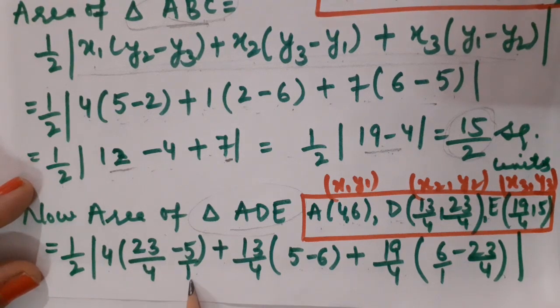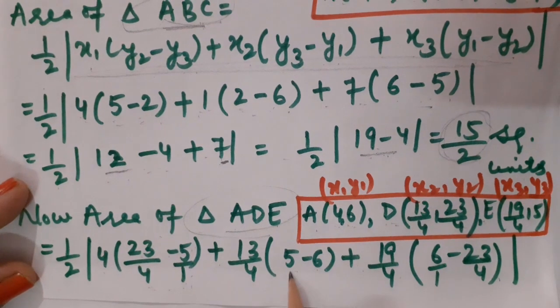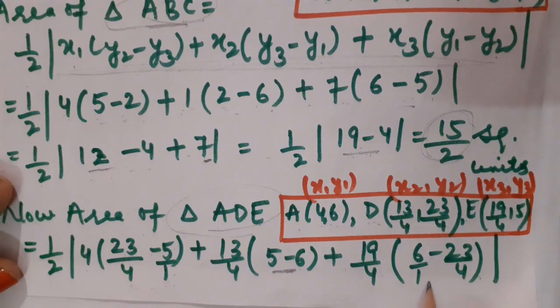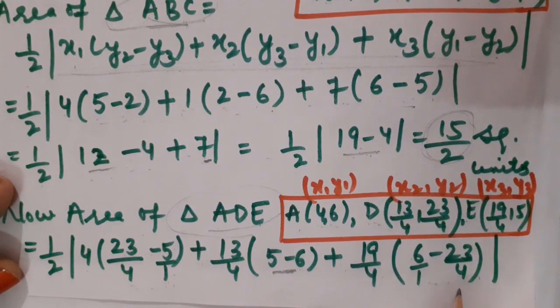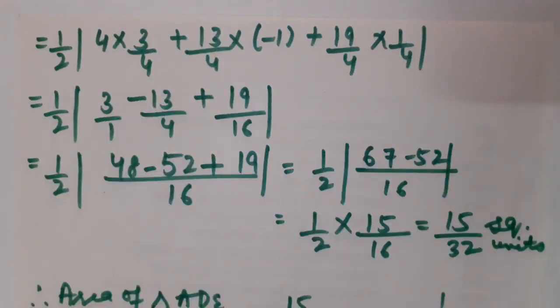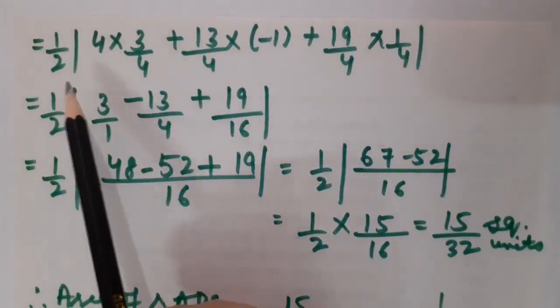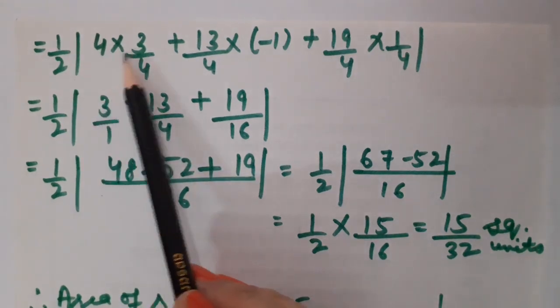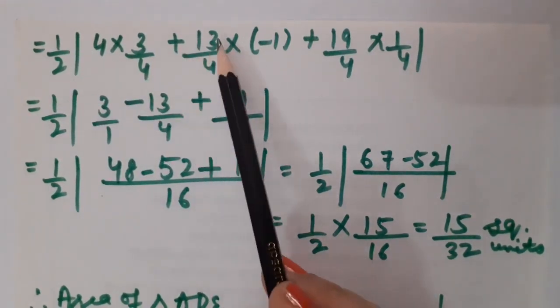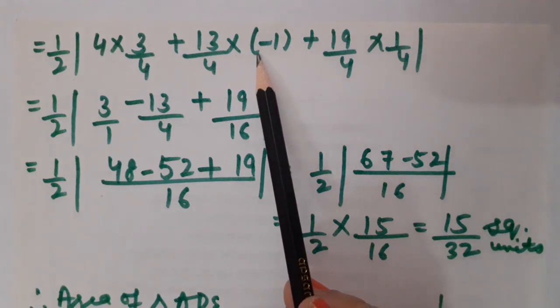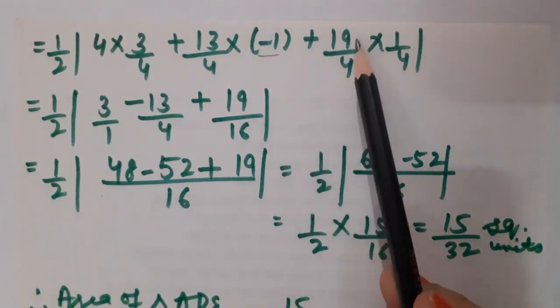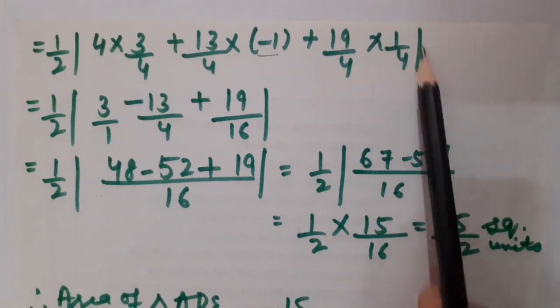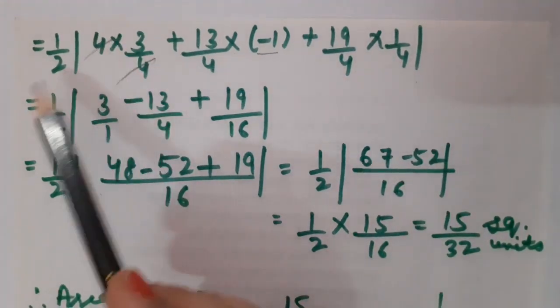Now we will have to solve bracket first. If I am going to take 4 as LCM, I will be getting 23 minus 20 upon 4. Here I will be getting minus 1. Here I am going to take LCM as 4, so I will be getting 24 minus 23 upon 4. Correct, students? So after taking LCM and simplifying, I have got half modulus 4 into 3 by 4 plus 13 by 4 into, that was 5 minus 6, that is minus 1, plus 19 by 4 into 1 by 4, modulus closed. So this 4 and 4 are going to be cancelled.